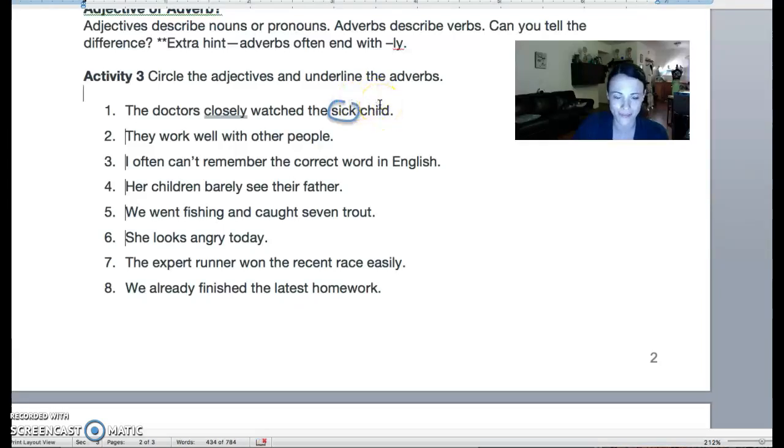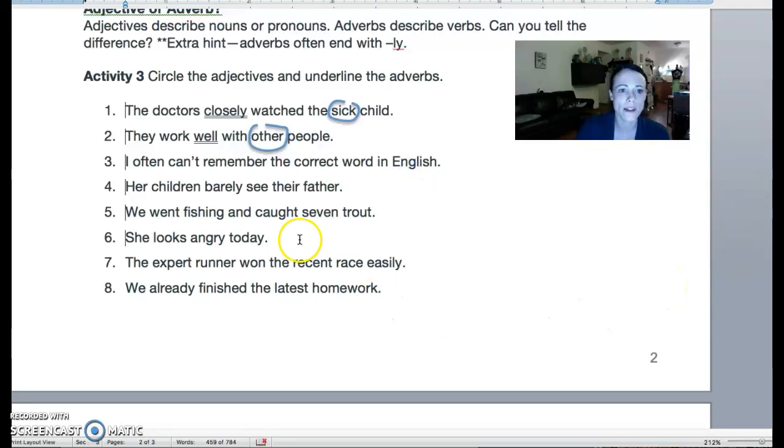How'd you do? Number 2, they work well with other people. We have well. Well is what? Well is an adverb describing how they work. We also have an adjective. What is it? Other. Other is describing the noun, people.